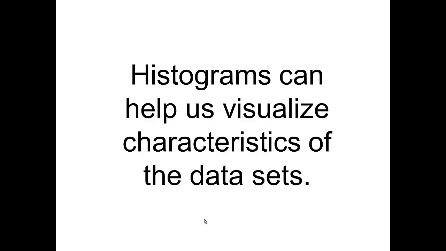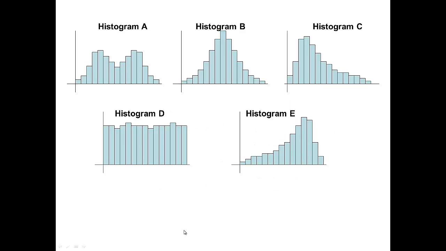Histograms can help us visualize characteristics of the data set. We have some histograms here: Histograms A, B, C, D, and E. And we're going to look more at these histograms. Histograms can tell us about the shape of data. What can that shape tell us? With these 5 examples of histograms shown, we can describe some different shapes of the data.